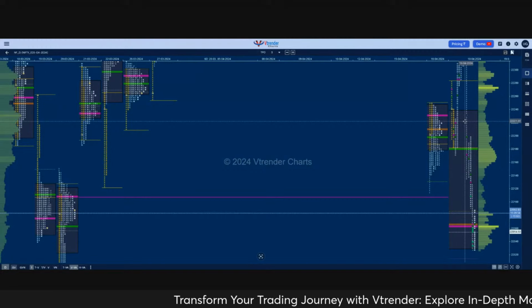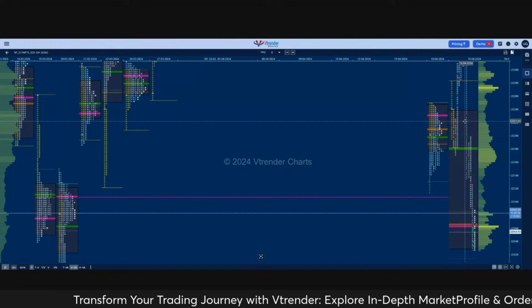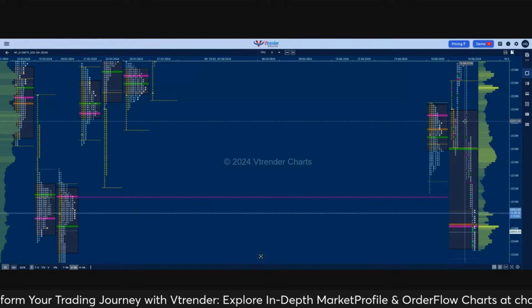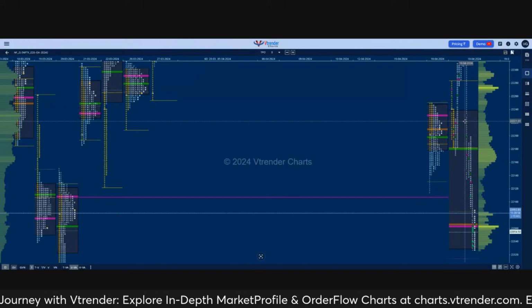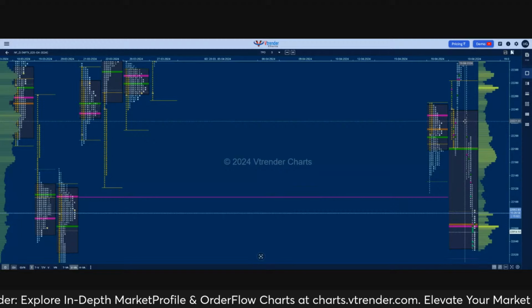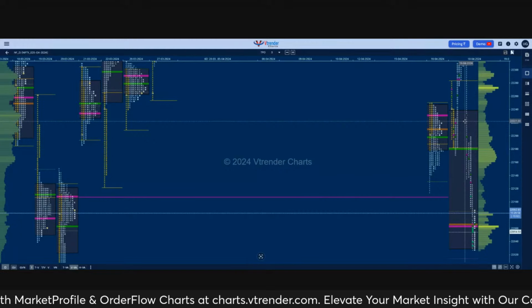So I will take questions and I'll show you some more examples and show you how we can trade using this failed auction. There is one question from Milind.